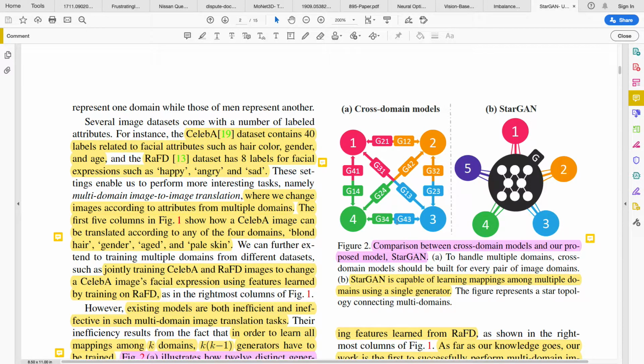So for you to be able to do transformation between two domains, you essentially will need one generator for each of the domains. But in a StarGAN, you just need only one generator, and by just specifying which is the input domain and what output domain you want, you can quickly see the generator generating for you what you need. So StarGAN is capable of learning mappings among multiple domains using a single generator.